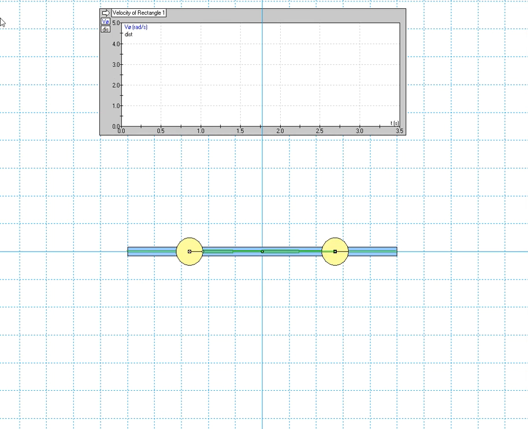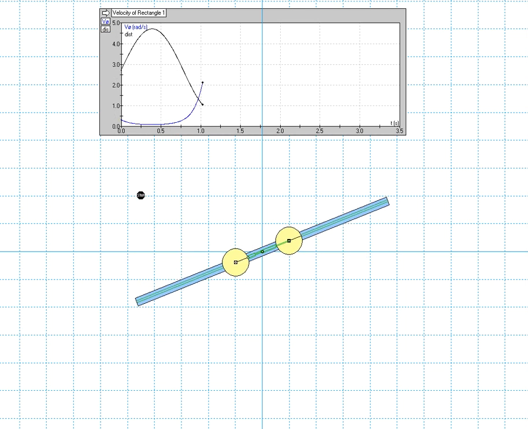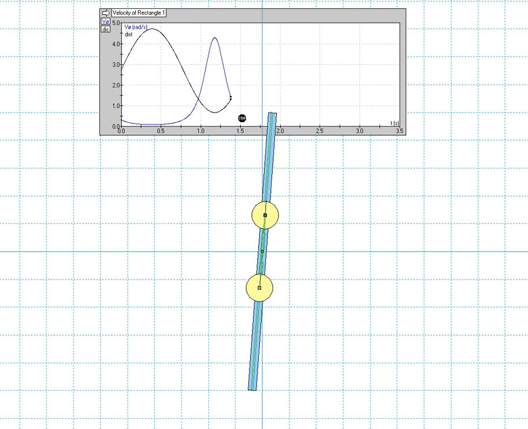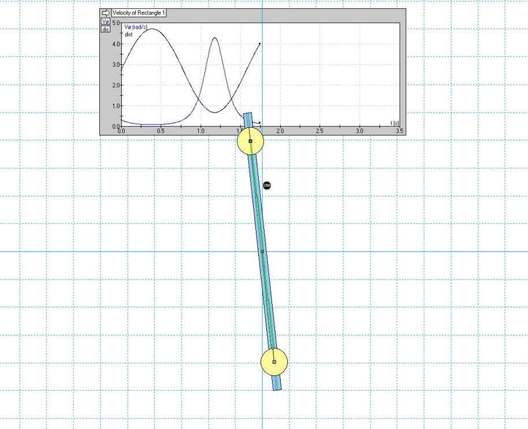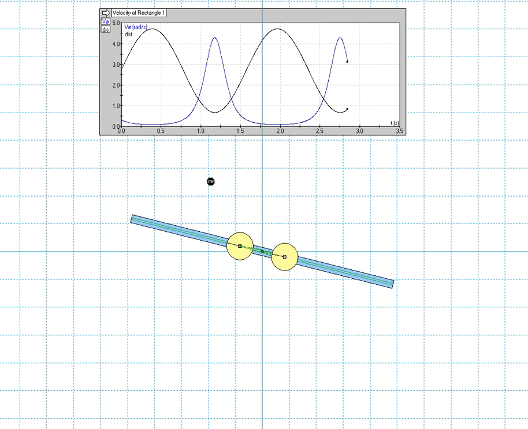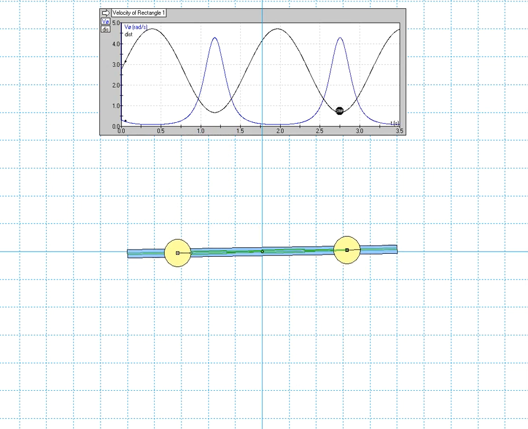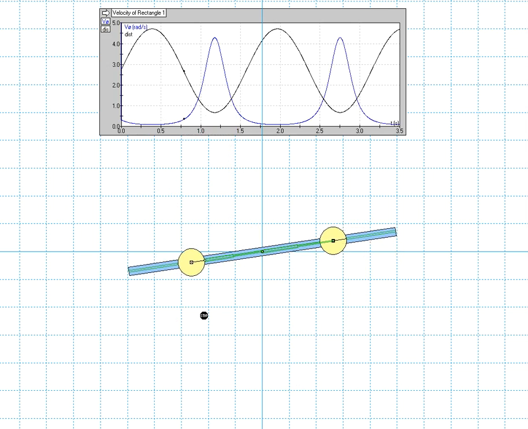And I'm going to start a simulation, and you're looking at two graphs here. One, in blue, is the angular velocity of the rod, which would be, of course, the angular velocity of the discs because they rotate with the rod. And the other one, in the black line, is the distance between the centers of the two rods.